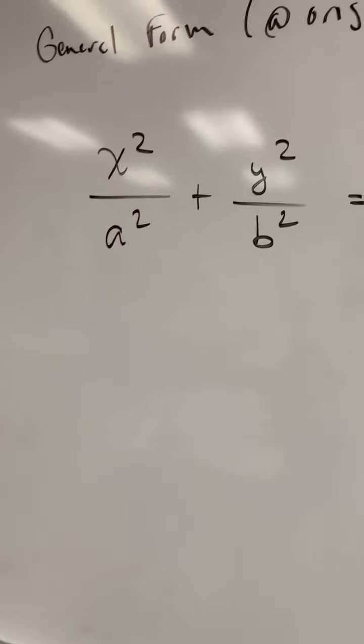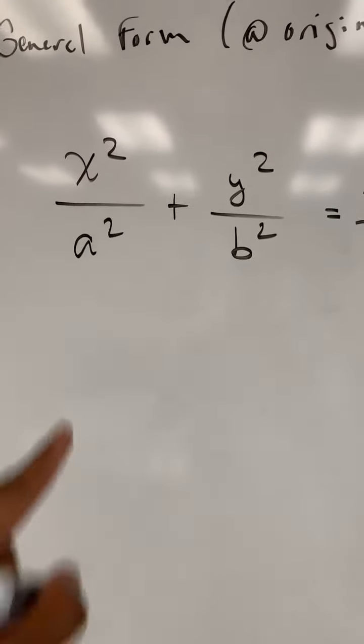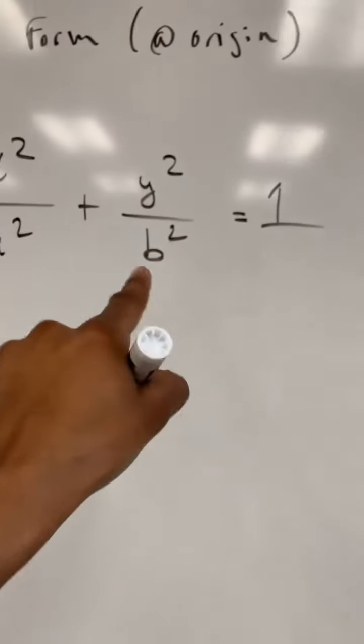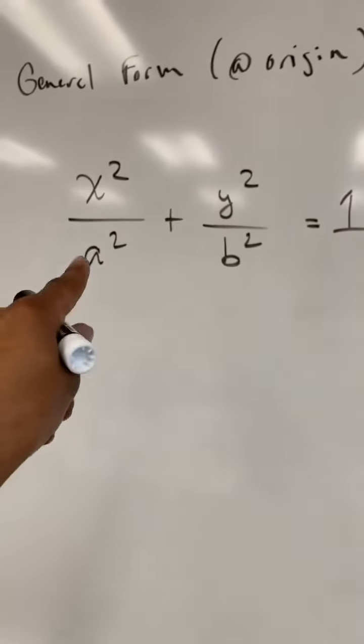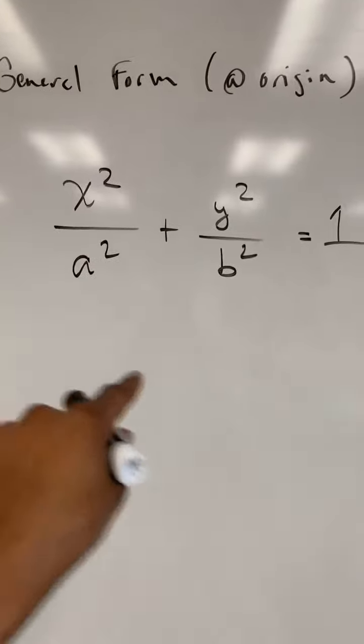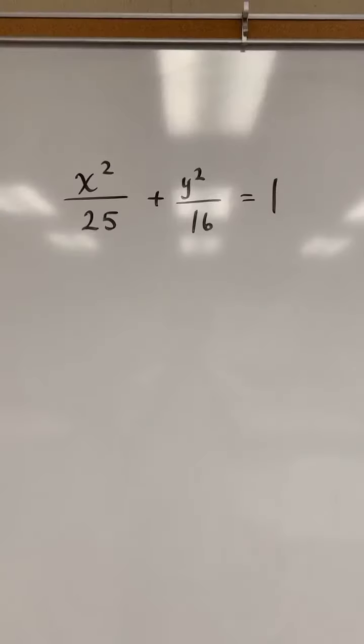So don't get too confused or too locked in on A has to be here, B has to be there. A just represents the one that we want to call the major. B represents the one that we want to call our minor. That's it.